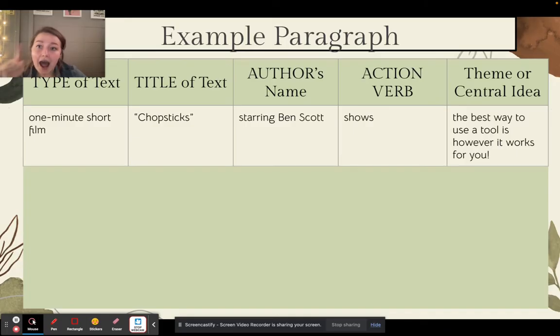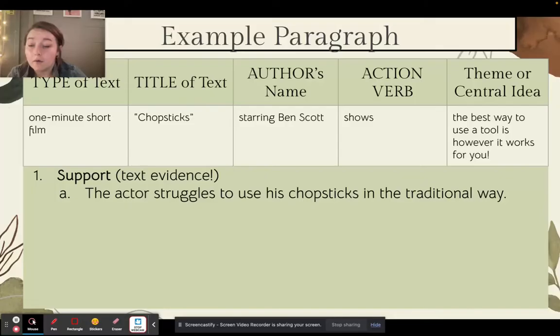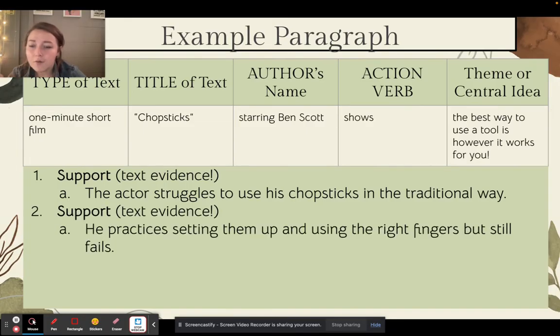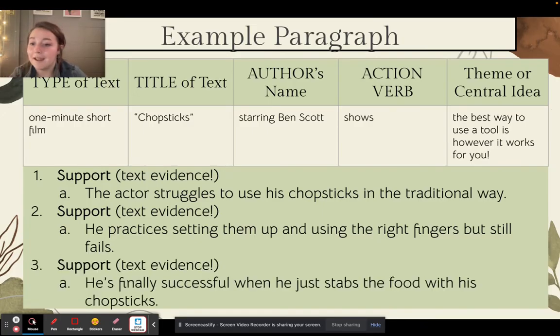This is kind of a weaker action verb, but it's okay if you can't come up with one that's better. Now, the theme that I thought of is that the best way to use a tool is however it works for you. Okay. Now, I had 3 pieces of evidence. Remember, you need 3 supports from the text. So in this case, our text is that film. So the actor struggles to use his chopsticks in the traditional way. We see him kind of get ready, but he still struggles. He also practices setting them up, using the right fingers. He still fails. But in the end, he's finally successful when he just stabs the food and uses his chopsticks his own way.